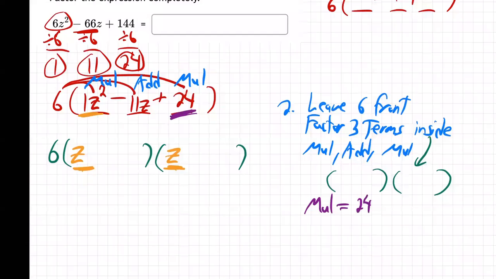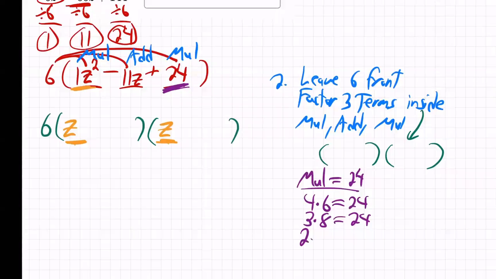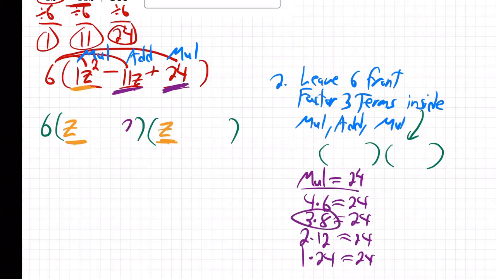Well, to multiply to be 24, there's a few options, right? 4 times 6 is 24. Use your calculator. 3 times 8 is 24. 2 times 12 is 24. And 1 times 24 is 24. Now, which of those can add to be negative 11? Well, it's the 3 and the 8, huh? We've got to put 3 and 8. And by the way, the order doesn't matter because they're both just with a regular z. If there were different things, like a 2z here and a 5z there, then it would matter where you put the 8 and the 3 because they would be with different things in the parentheses. But in this case, the fronts of the parentheses are both just regular z. So the order doesn't matter.